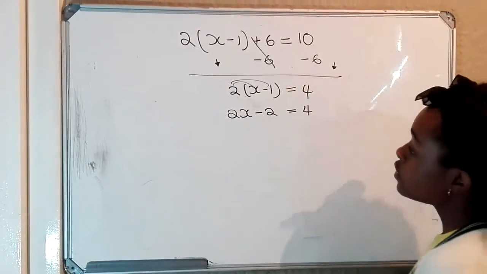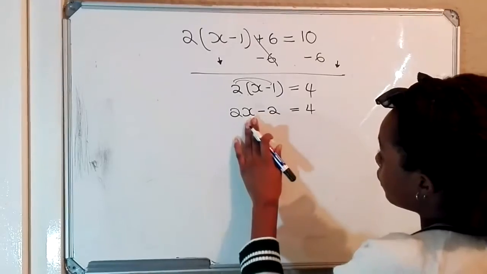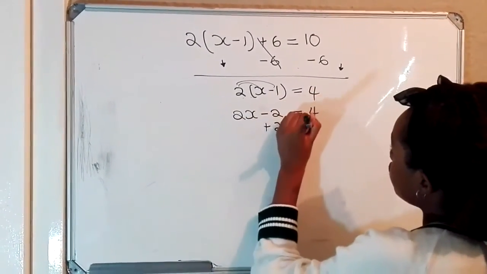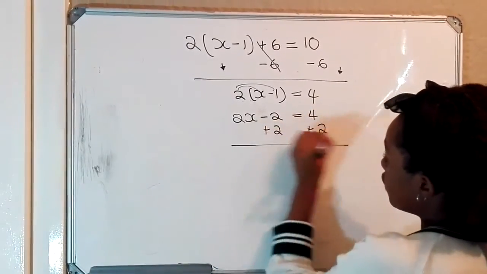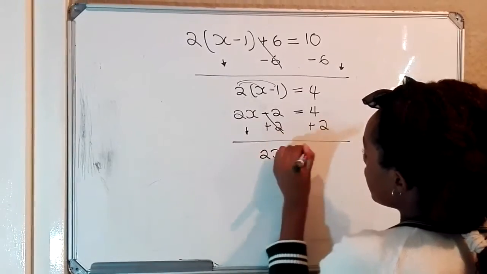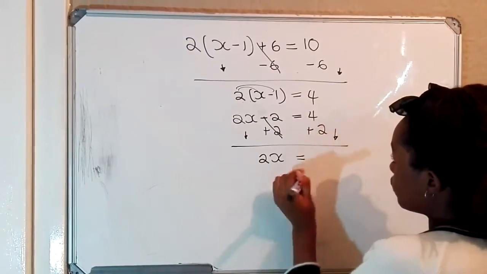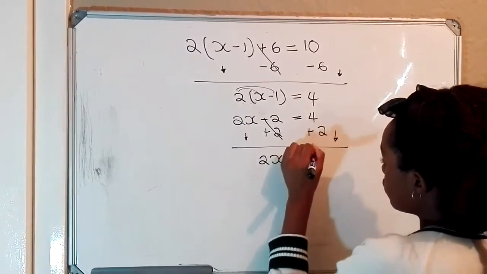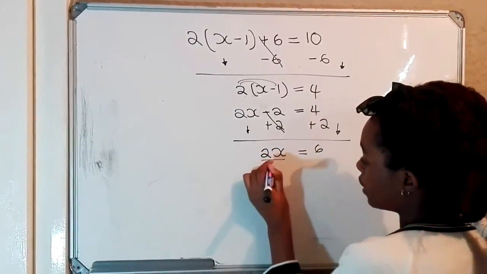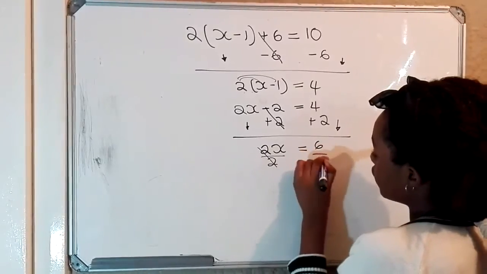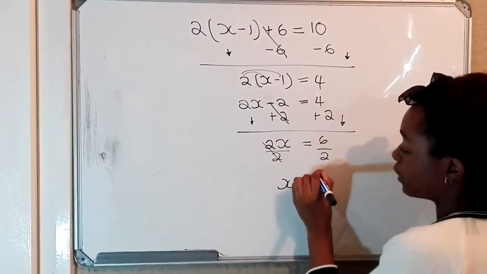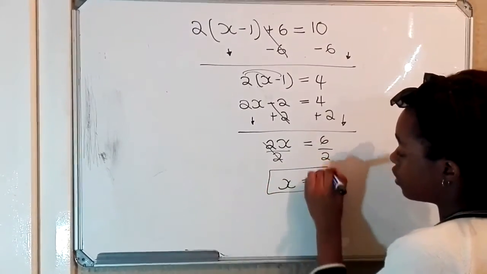So I'm going to move the negative 2 to the other side. I have plus 2 on this side, plus 2 on this side as well. This will cancel. I'm left with 2x, and 4 plus 2 is equal to 6. The opposite of multiplication is division, so I divide by 2. It will cancel. Divide by 2 over here. I have x is equal to 3. So this is our final answer.